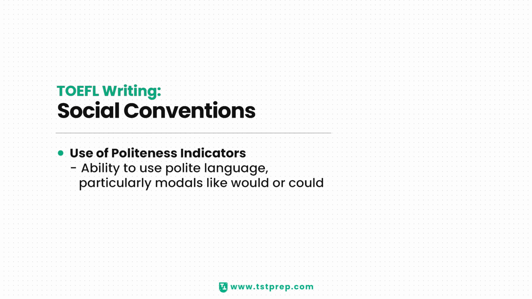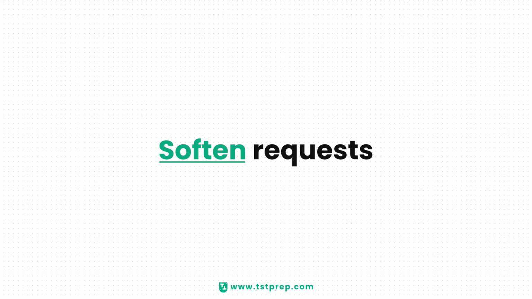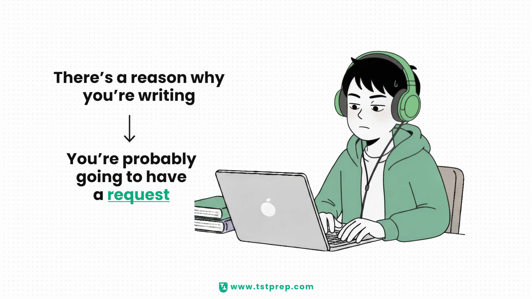The third mistake is not using polite language. So let me get more into part of your grade, which is social conventions, which I talked about before. The opening and closing, "I hope you're doing well," and "thank you for reading," and "would it be possible?" These are ways of showing you're polite. But let me show you some different ways of showing that you're polite. This is how you soften requests. So a lot of times you have to ask for something in the emails. You're writing to somebody, there's a reason why you're writing. You probably need something. So you're probably going to have a request at some point in your email.